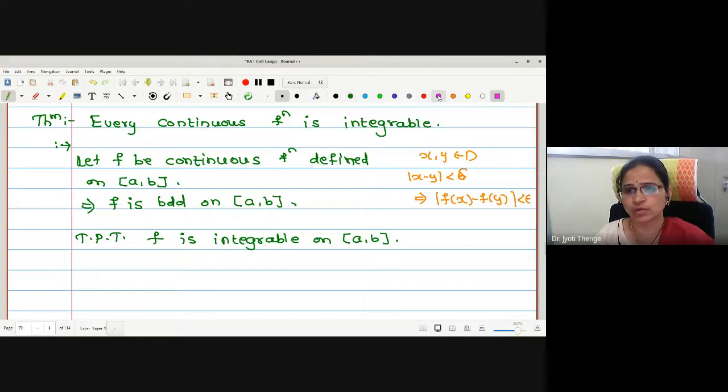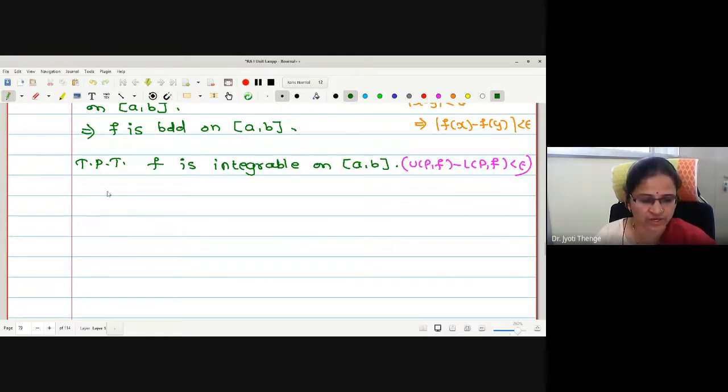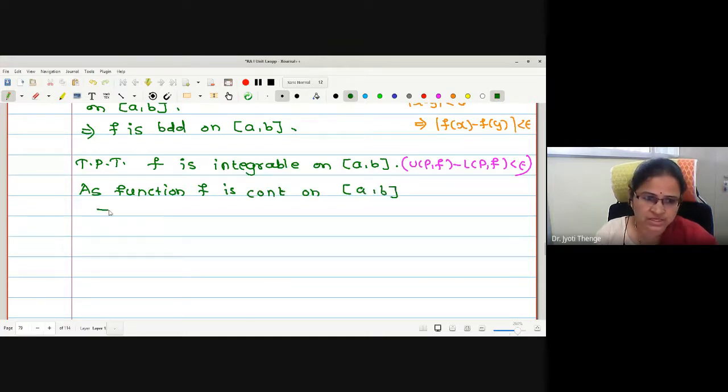Now in this theorem, to prove the function is integrable, we were checking the condition of integrability: UPF minus LPF is less than epsilon. This we wanted to show. Okay. Now let me write: as function f is continuous on closed interval AB, may I say f is uniformly continuous.